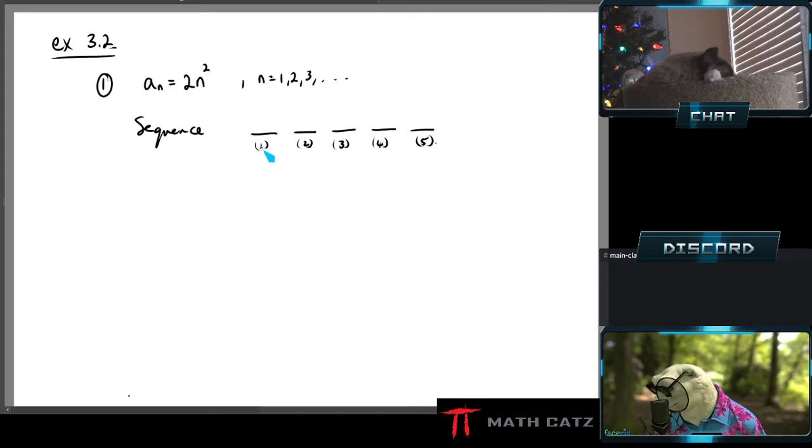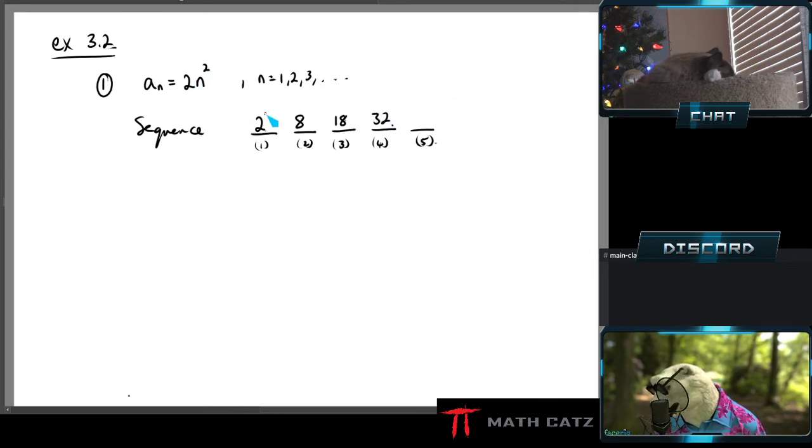Well, the first term, n is 1. 1 squared times 2 is 2. Second position, n is 2. 2 squared is 4 times 2 is 8. Next position, 3 squared is 9 times 2 is 18. Next position, 4 squared is 16 times 2 is 32.